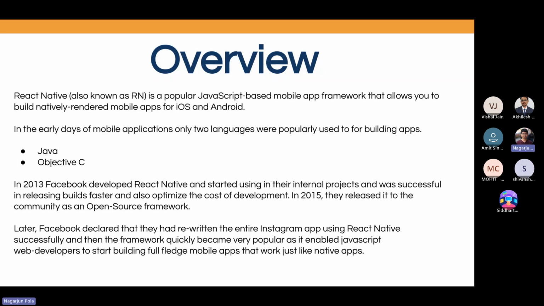So looking at all these improvements, Facebook continued building on React Native, and they released it as open source so that the JavaScript developer community can adopt it and start building on top of it, right? Also around 2018-ish, Facebook announced that they had completely rewritten the Instagram app using React Native. Then React Native became really popular amongst a lot of other companies because an app like Instagram could be built completely using React Native. So other companies also slowly started adopting it.